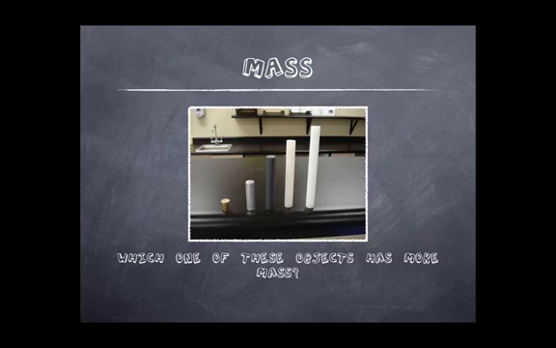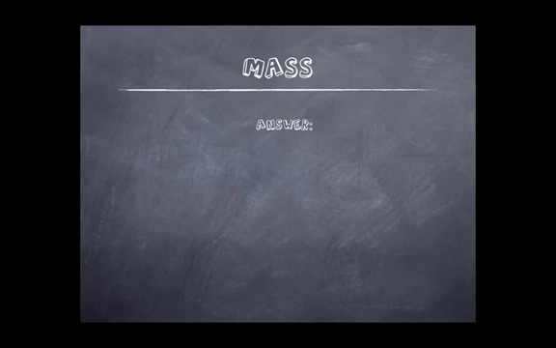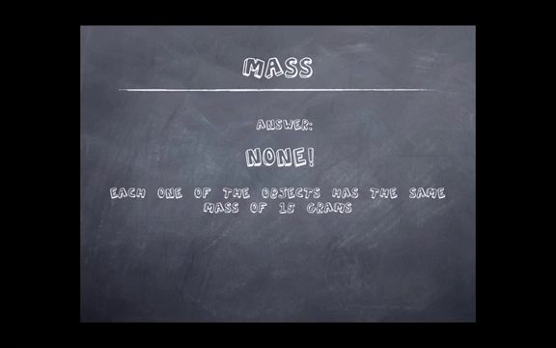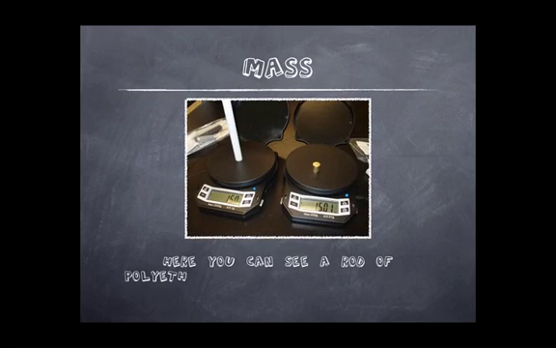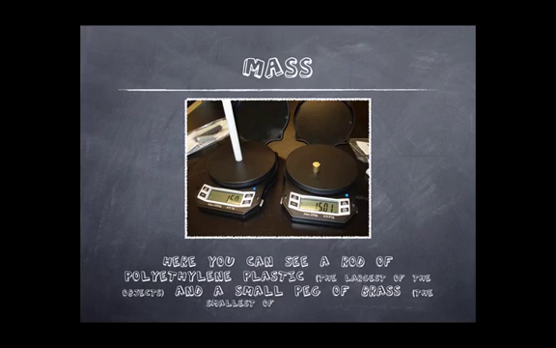Now, which one of these objects has more mass, do you think? The answer is none. Each one of the objects has the same mass of 15 grams. Here you can see we have a rod of polyethylene plastic and a small peg of brass, and as you can tell, they both have 15 grams of mass.